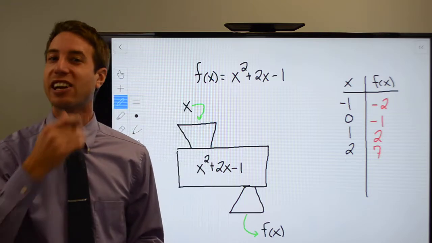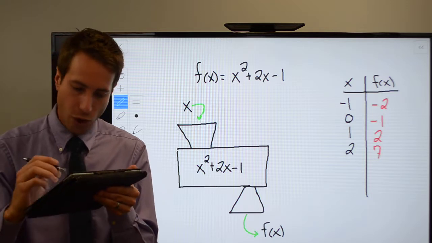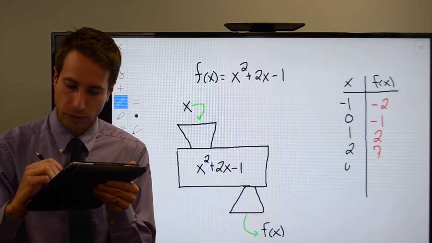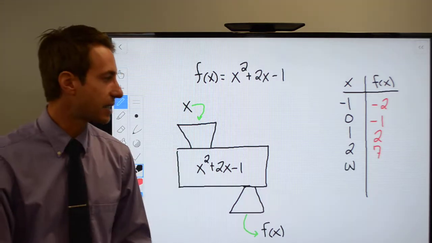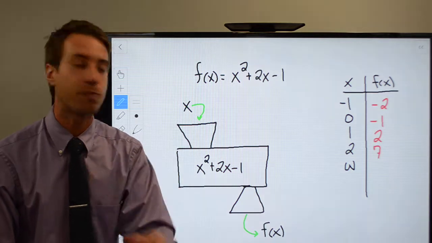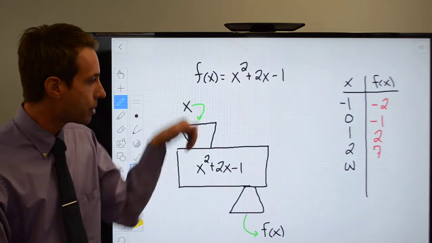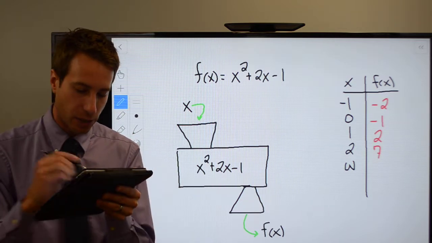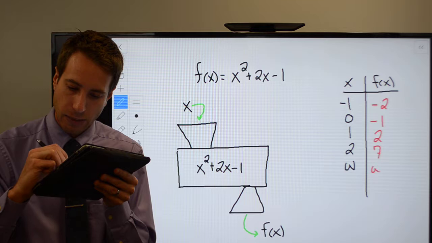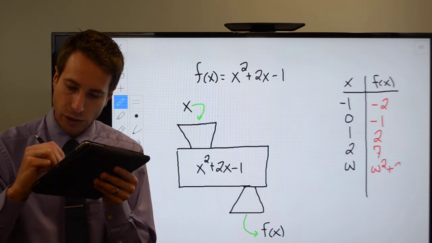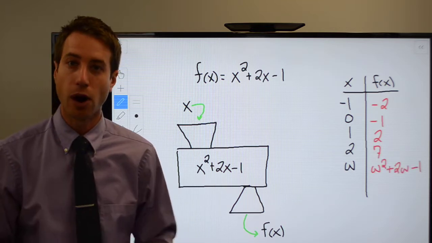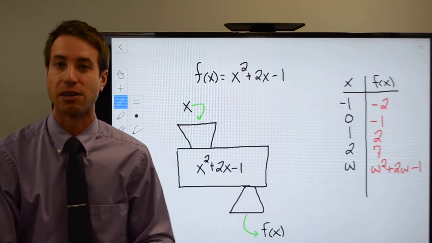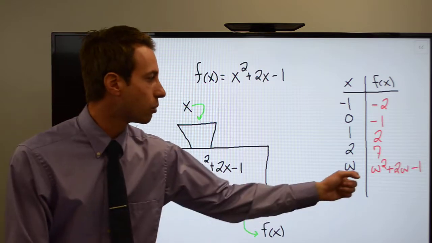Now, here's where they're going to get a little trickier. What if I asked you to plug in, let's say, a w? Well, guys, it works the exact same way. If the domain value you've been given is a w, you're going to drop a w into the machine. Everywhere you have an x, you're going to plug in a w, and what you get out is w squared plus 2w minus 1. No big deal. Obviously, you're not going to get a numerical answer because w is a variable, but it works the exact same way. Don't let this throw you off.